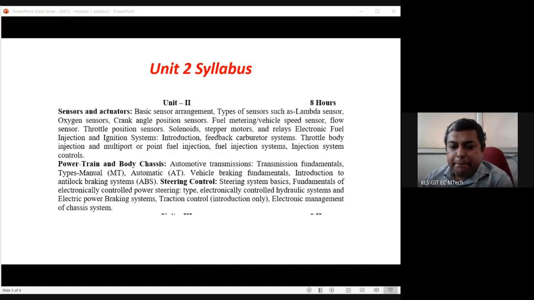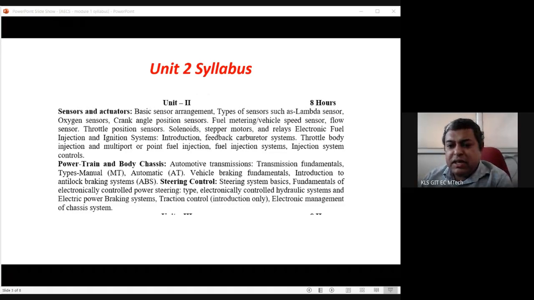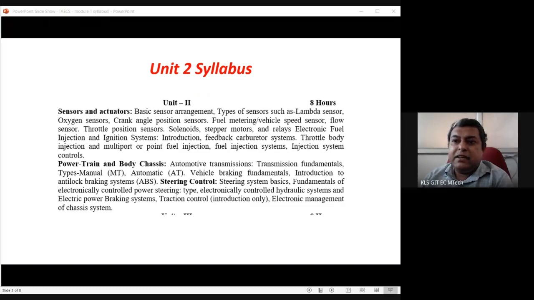Pranita? Hello? Yes, sir. Okay. So only if you are saying 5 meter distance traveled, I am talking about a scalar quantity. But if I am saying 5 meter distance traveled from left to right or from right to left, so if I am mentioning the direction, then it becomes a vector. Otherwise, only 5 meter distance traveled, it is a scalar.